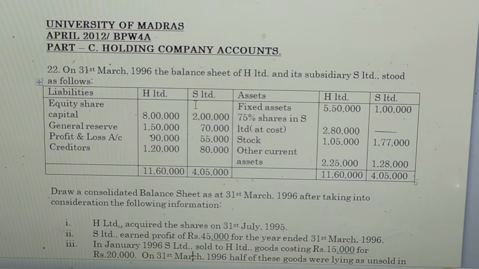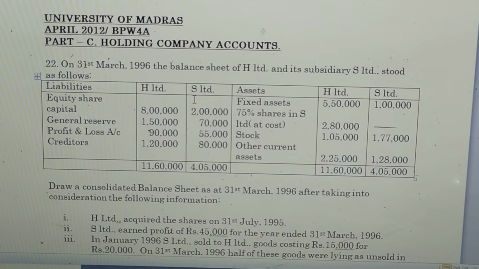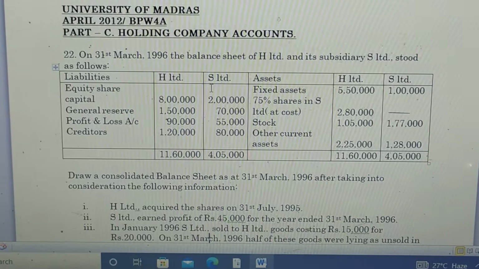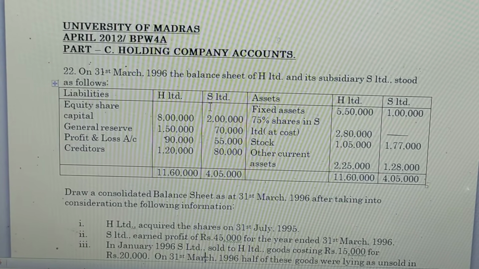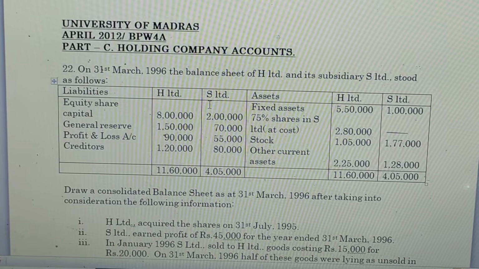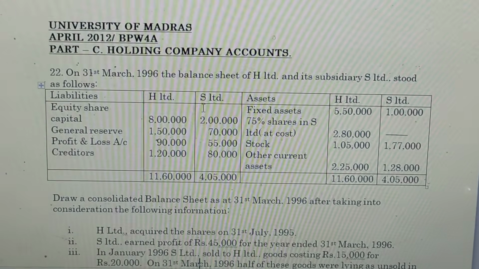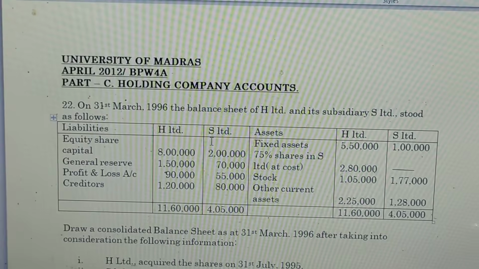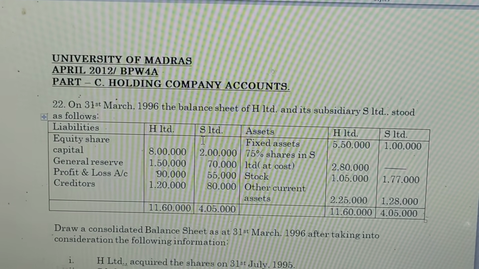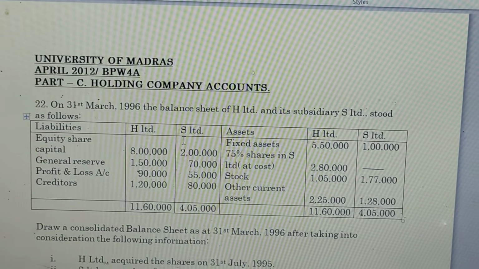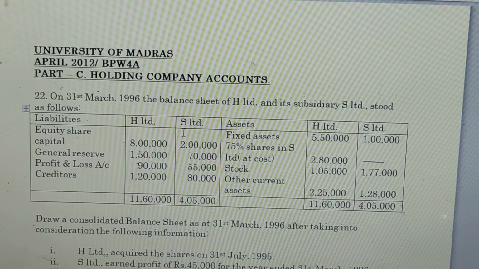On 31st March 1996, the balance sheet of H Limited and its subsidiary S Limited stood as follows. On the liability side, equity share capital is rupees 8 lakhs for H Limited, 2 lakhs for S Limited. General reserve 1 lakh 50,000 for H Limited, 70,000 for S Limited. Profit and loss account 90,000 for H Limited, 55,000 for S Limited. Creditors 1 lakh 20,000 for H Limited, 80,000 for S Limited. The total liabilities are 11 lakh 60,000 for H Limited, 4 lakh 5,000 for S Limited.